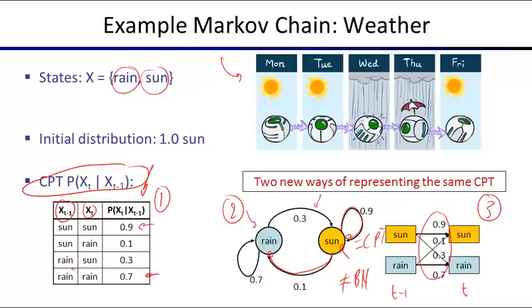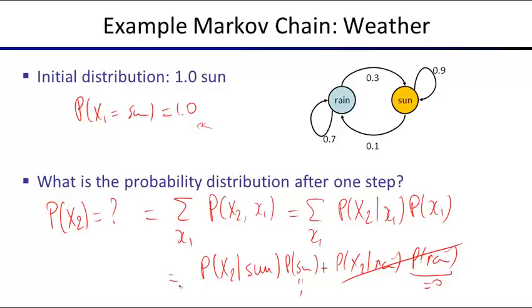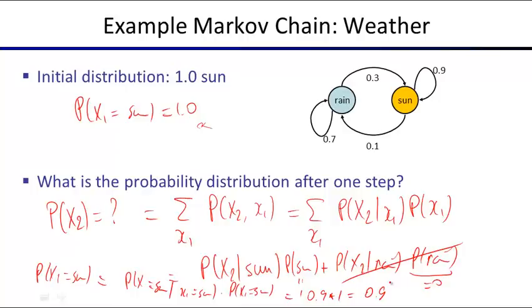Let's say we want to know how likely it is that it's sunny. Then we look at P(X2 = sun), equal to P(X2 = sun given X1 = sun) times P(X1 = sun), and the rain part doesn't contribute, and we get 0.9 times 1, which is 0.9. So just using basic probability, we can infer that at time 2, probability of sun is 0.9.